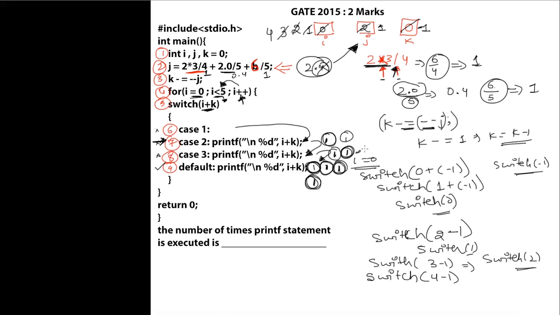So case number 3 will be executed once, and after this case number 3 we are going to execute this printf statement. Then again we'll go to this for loop and the value of I will become 5, and when the value of I becomes 5, this condition is not true anymore. That means 5 is not less than 5, therefore we'll come out of this for loop, right?